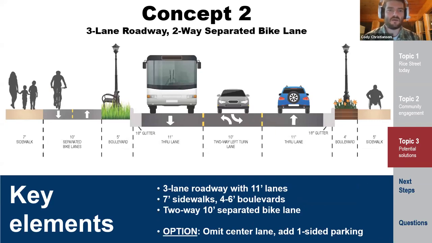So concept two, again, has that same three-lane roadway section. However, on this one, on one side of the street, we have a two-way separated bike lane facility to help get those bikes in a more comfortable facility outside of the roadway, with the high traffic volume that's out here today. And then we have essentially a five-foot sidewalk on each side with our boulevards between the pedestrian and bike facilities and the roadway. And again, depending on where you are in the corridor, you have the opportunity to eliminate that center turn lane for the possibility of parking on one side.